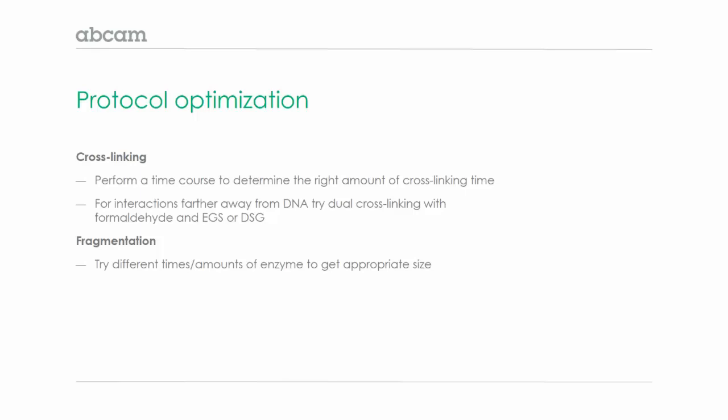Getting the right fragment size is of utmost importance. You must try different sonication times and then purify DNA to run in a gel to figure out what sonication time will get you the most appropriate size. You typically want fragment sizes of 200 to 1,000 base pairs. For native ChIP, you can get fragments of around 175 base pairs.